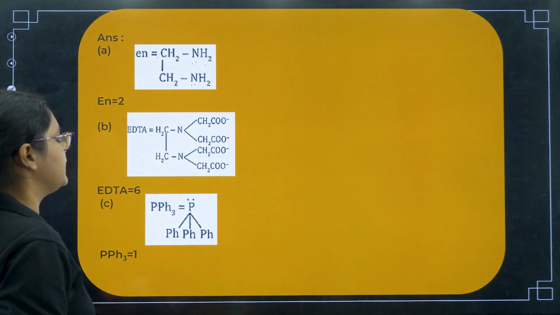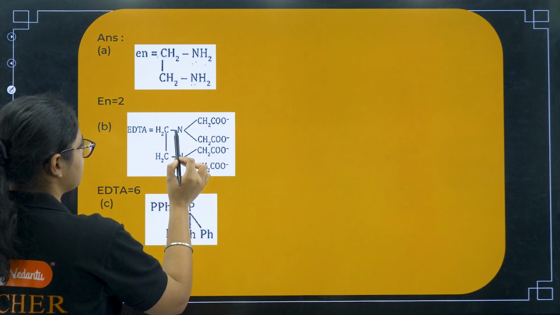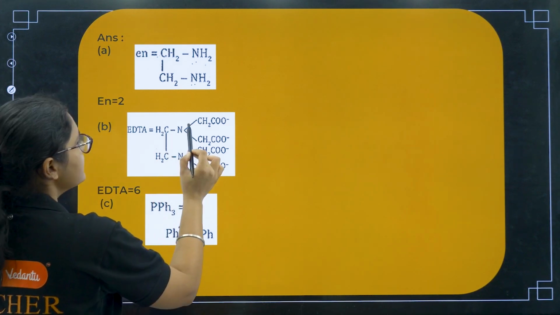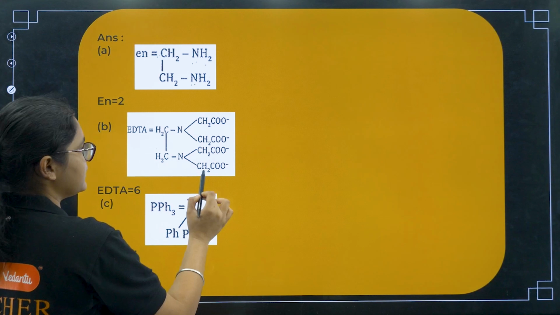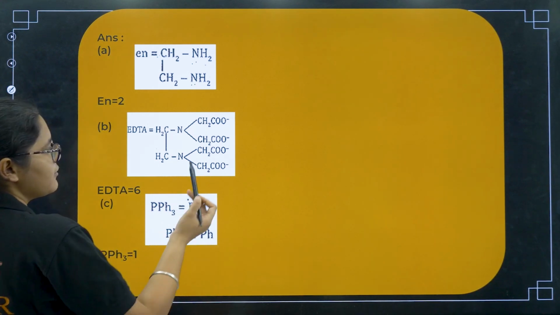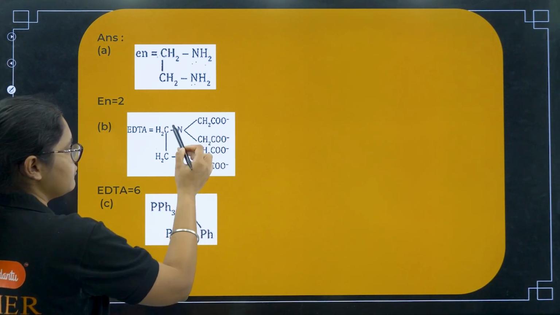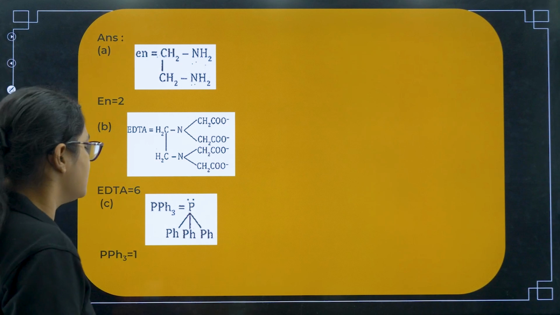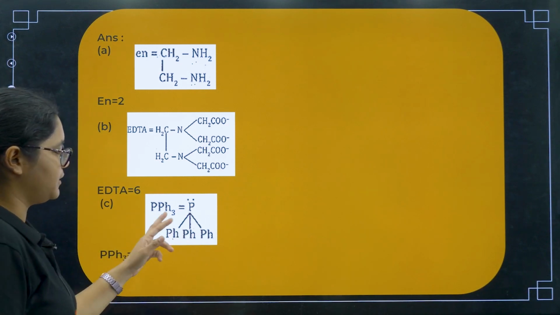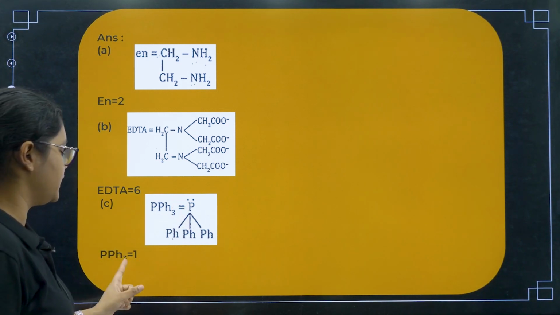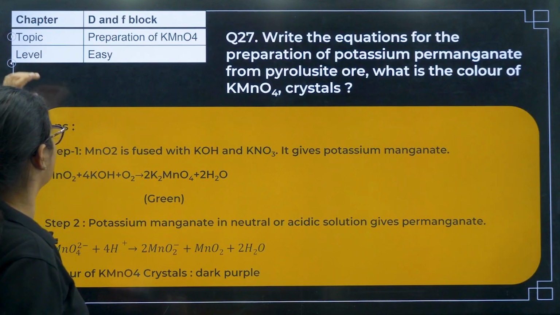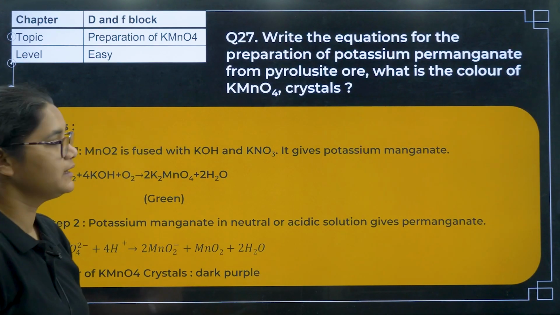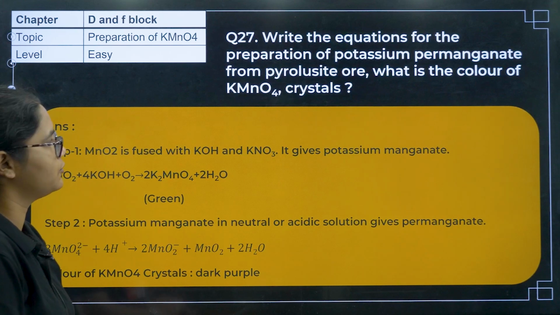Next coming to EDTA, so you have N CH2 CH2 N, with CH2COO minus, CH2COO minus, similarly here also it is there. So now how many donor sites do we have? 1, 2, 3, 4, 5 and 6. Next we have PPh3. So PPh3 structure is like this, it has only 1 donor site. Next we'll go to question number 27, that is the second question from d and f block.